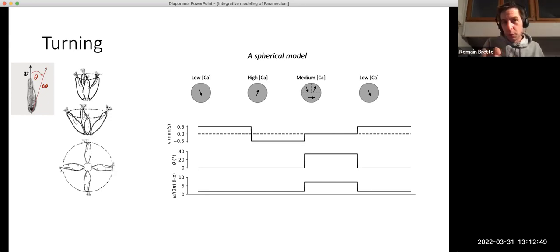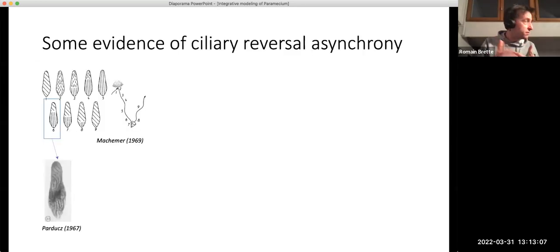So ideally, we would want to measure the ciliary beating pattern during this avoiding reaction all across the cell, but that is very difficult to measure. So what we've done simply is to give some evidence that this happens. So there's some evidence in the literature.